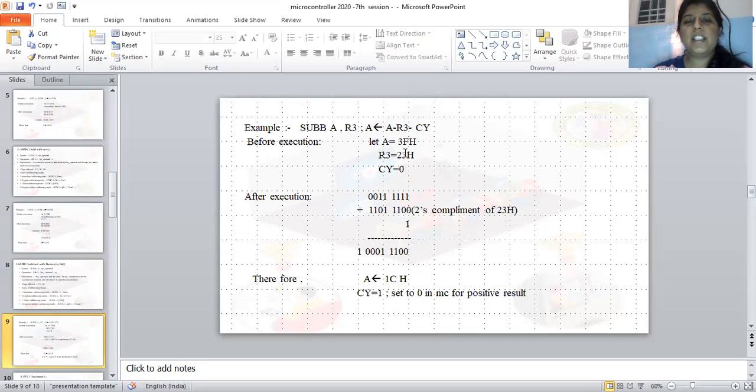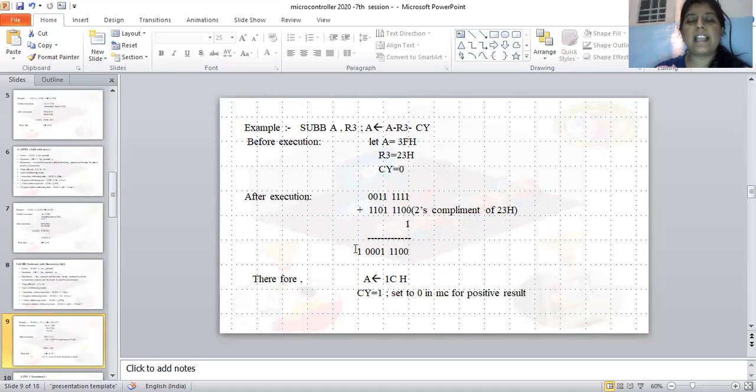Then consider 23. So during the subtraction operation, take the 2's complement of the R3 content, that is, the source operand content of R3 here. That is 1101 1100. This is the 1's complement, and we add a 1 to it, so it will become the 2's complement. Therefore, the result will be, with the carry bit high, 0001 1100. This is the carry bit.